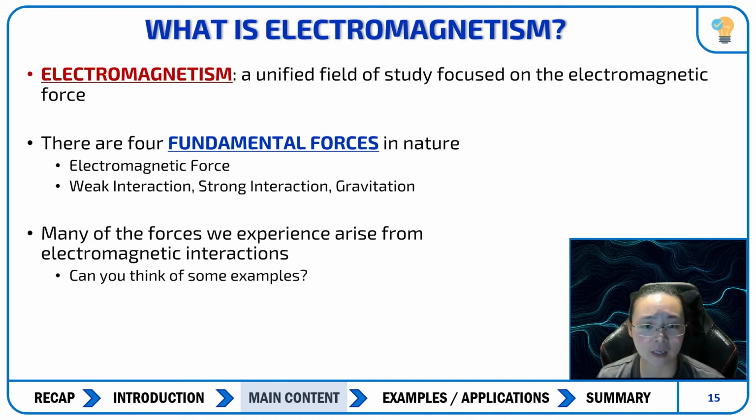If you think of some examples, the push and pull, the frictional, tension and shear forces we are familiar with can arise from electromagnetic interactions. Chemical bonding forces are also derived from electromagnetic interactions. You also have light, of course, and other forms of non-nuclear radiation that are electromagnetic in nature. So therefore, we can consider optics a branch of electromagnetism as well.